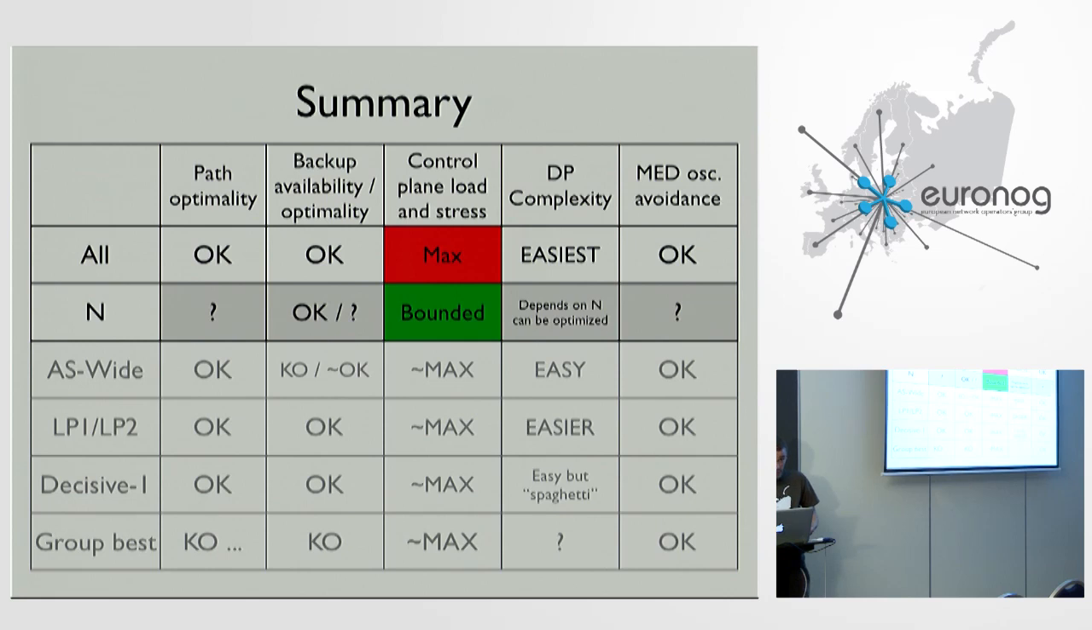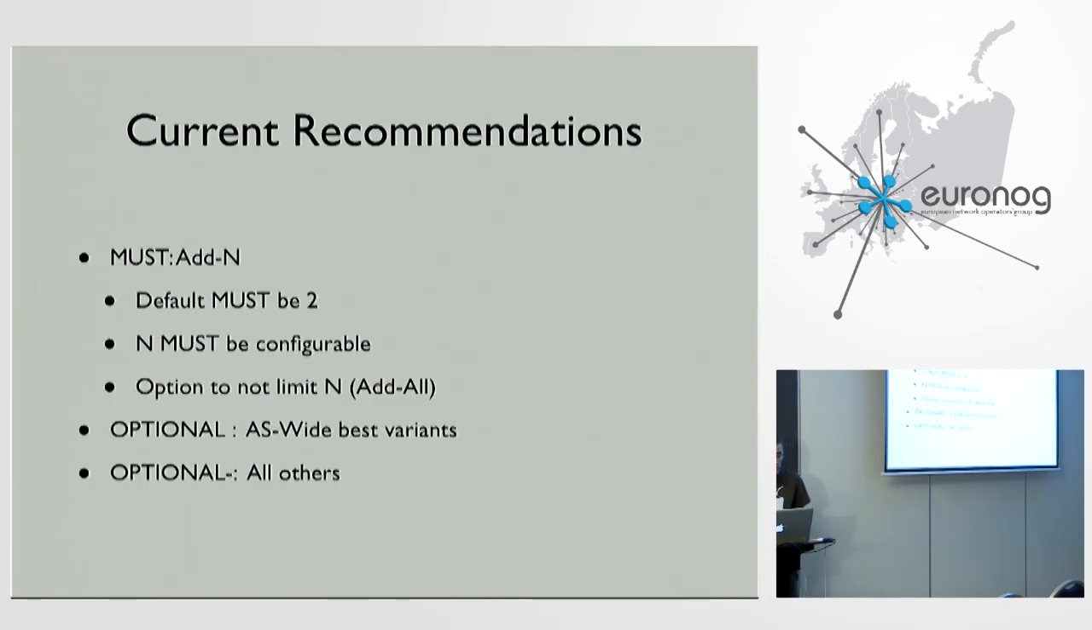So if you disagree with the recommendation that we currently have, it's still time to go shout at the IETF. The draft is still a working group doc, and we're still taking comments from the audience into consideration. This draft is living. But the current recommendation is to have add n as a must.